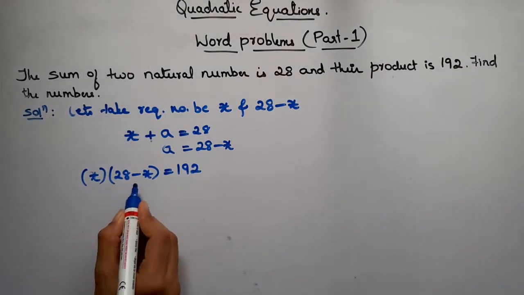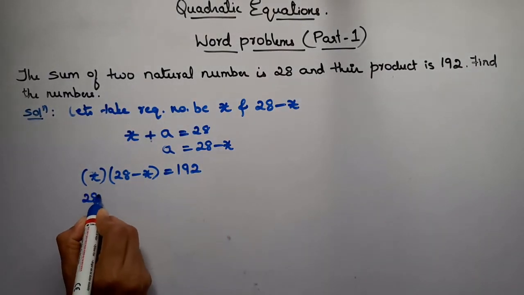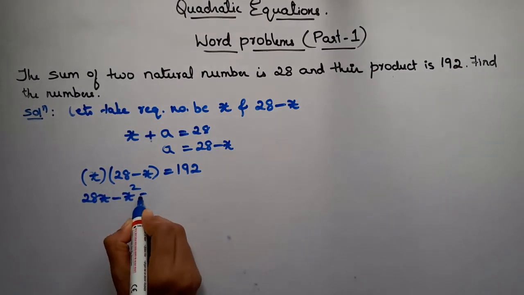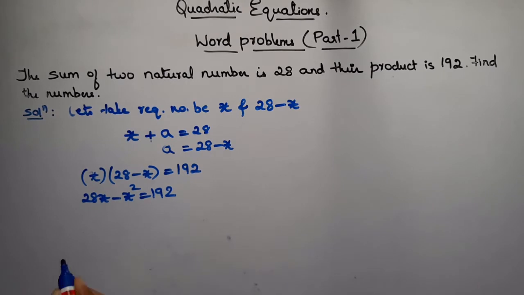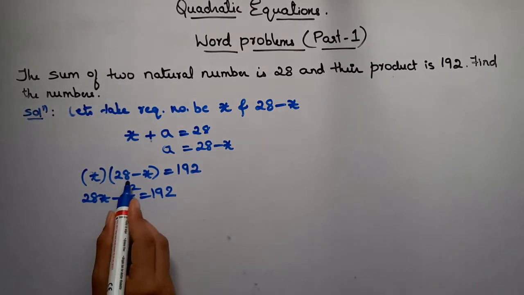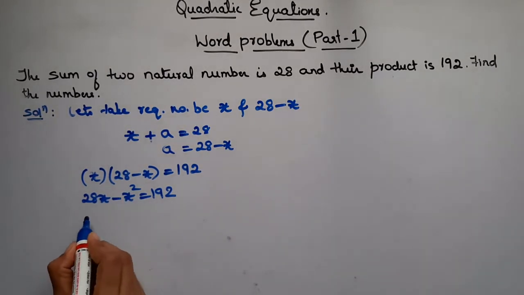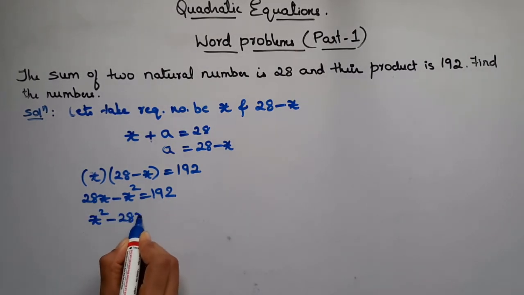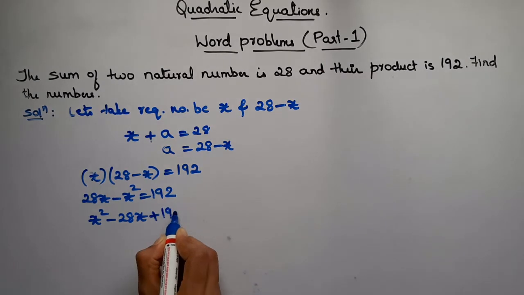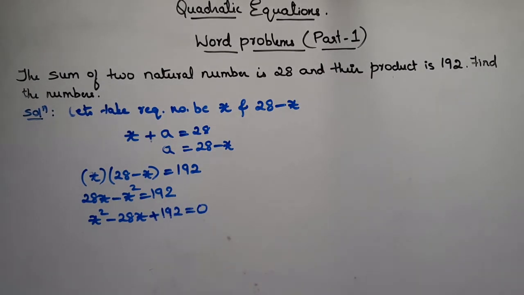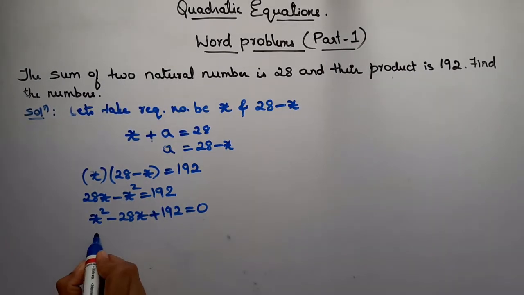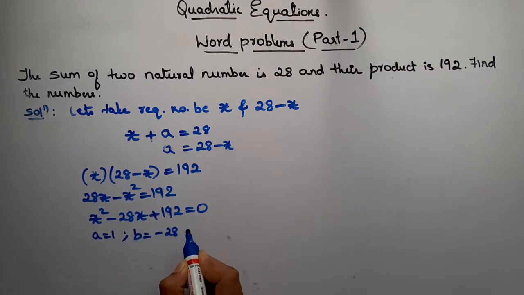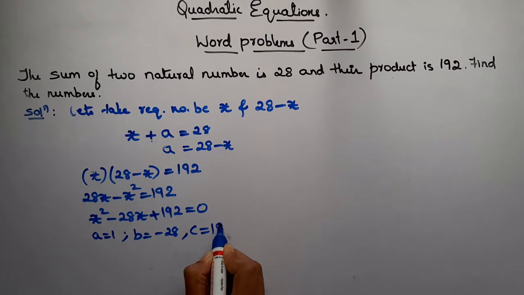Now let's multiply this x to this term. We have 28x, plus into minus is minus x square, which is equal to 192. Now let's bring this to the standard form, that is, bringing this minus x square to the right hand side. That will be x square minus 28x plus 192 is equal to 0, right? So here a is 1, b is minus 28 and c is 192.